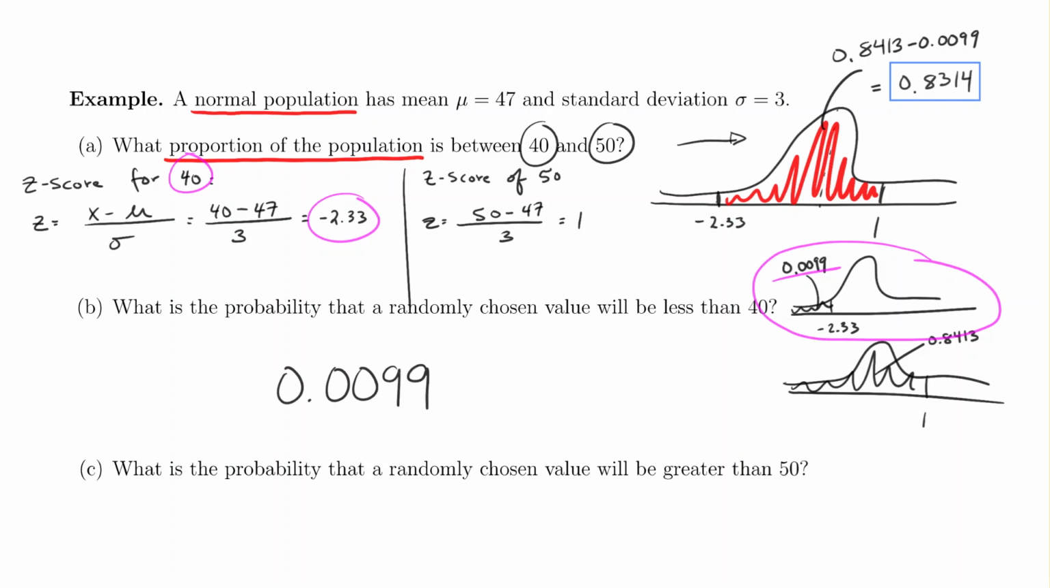Okay, what is the probability that a randomly chosen value will be greater than 50? A little extra work is needed, but not much, because in part A, we already found the z-score for 50 is 1. We found the area to the left is 0.8413. Now they care about greater than. So the area greater than that is the total value, 1, minus the piece that we don't want. And we'll get that value when you type it in the calculator, 0.1587.